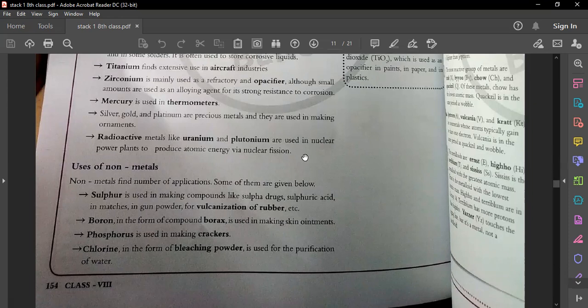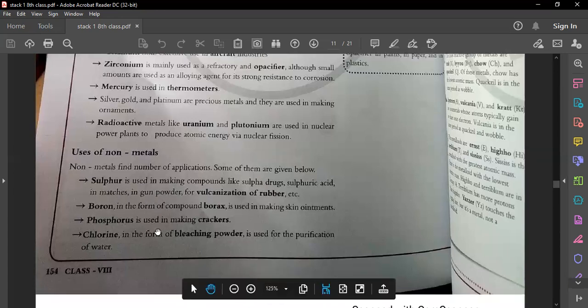How much sulfur? 5% of sulfur will be added. So to increase the hardness and the strength of the rubber, we'll add the sulfur. And also sulfur will be used in other compounds, like the preparation of sulfuric acid, sulfur drugs, in matches, in gunpowder and all. Next, boron is used in the form of borax.